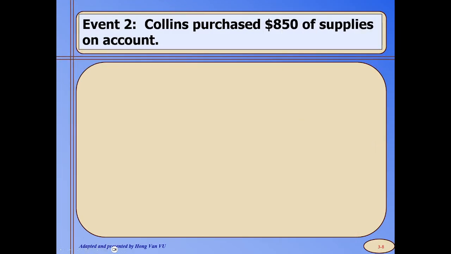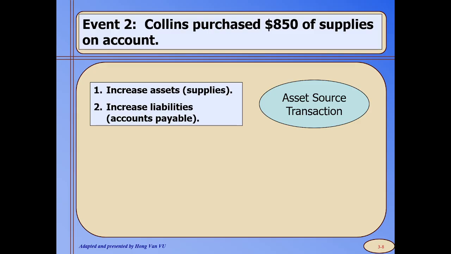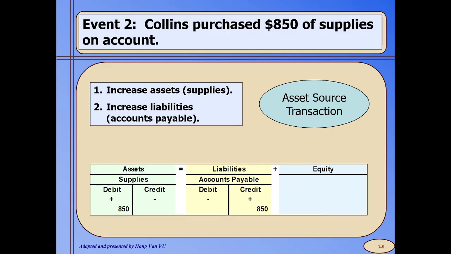And now we look at transaction number 2. The company Collins purchased $850 of supplies on account. So this transaction increases the supplies asset account and increases the accounts payable liability account because the company will pay later. So this is classified as an asset source transaction.